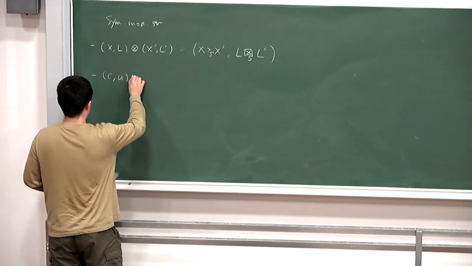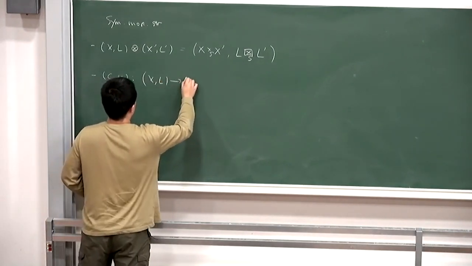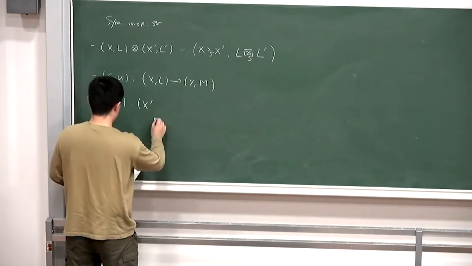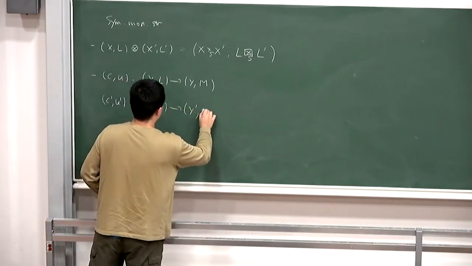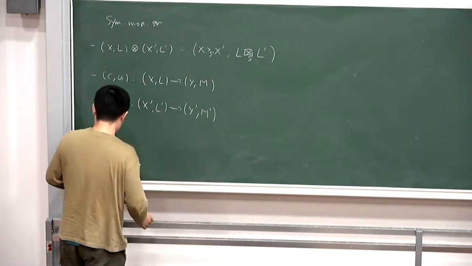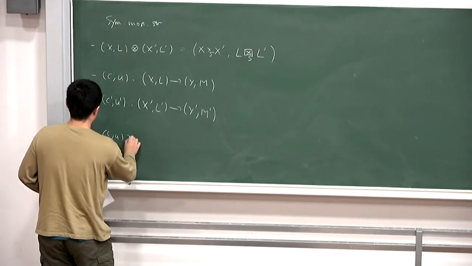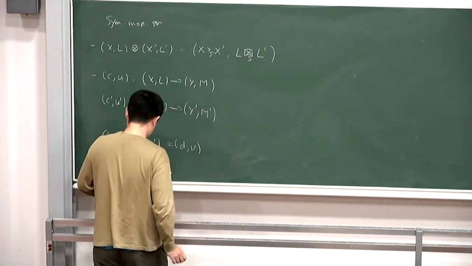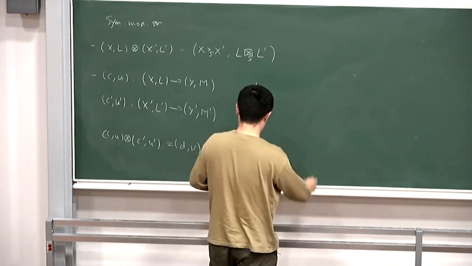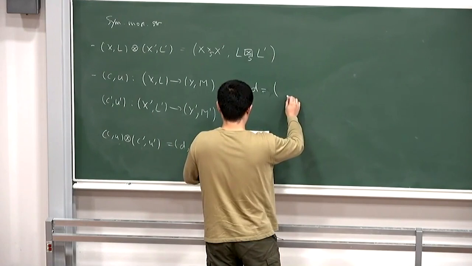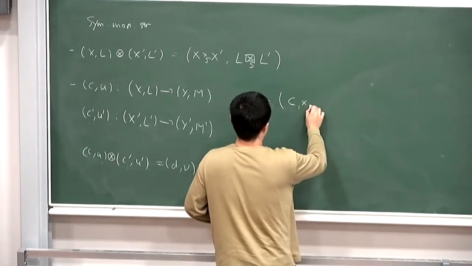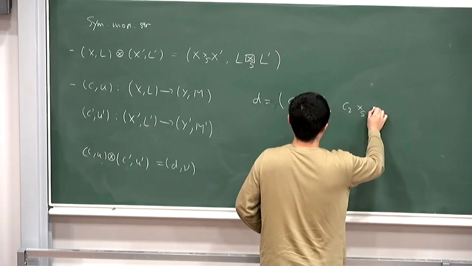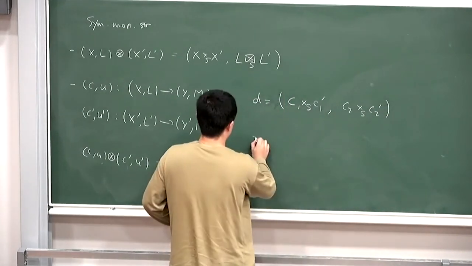So if you have CU from XL to YM, and C prime U prime from X prime L prime to Y prime M prime, you define CU tensored with C prime U prime to be a certain pair DV. So D is the pair where you look at C1 fiber product with C1 prime, and C2 times over S C2 prime. And V is this map.